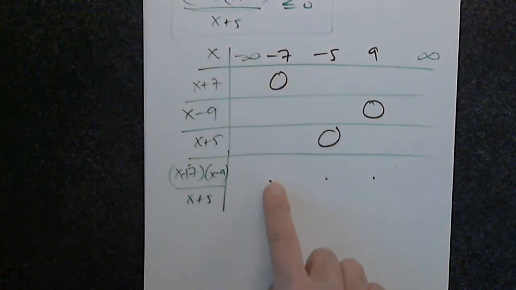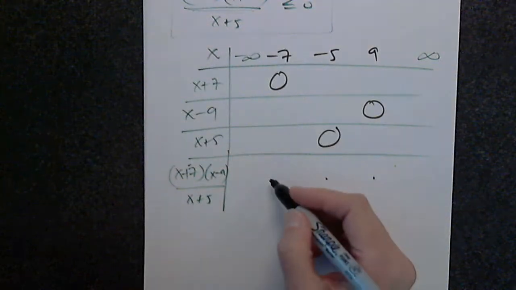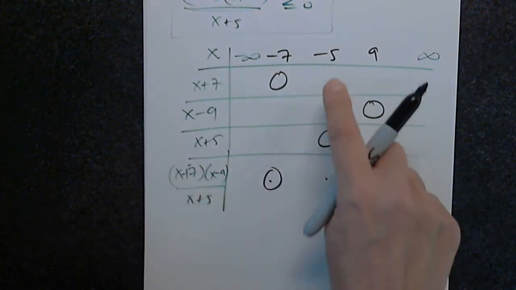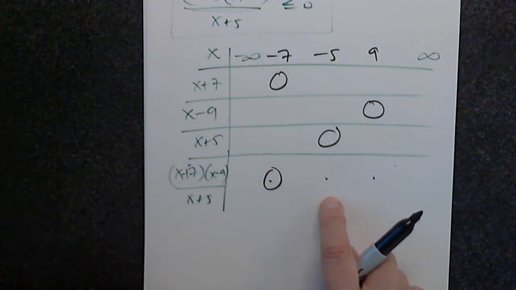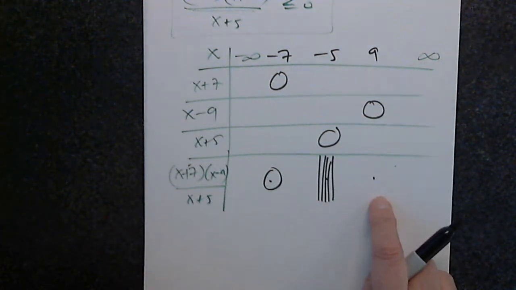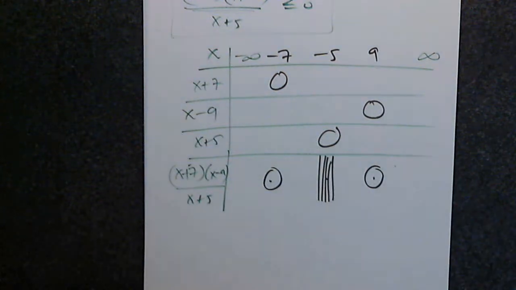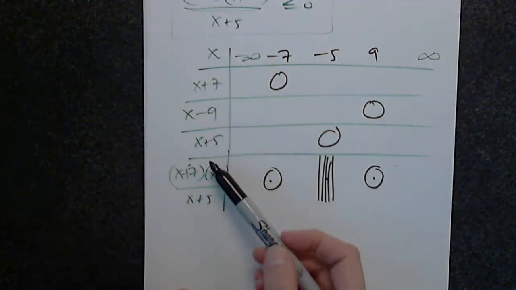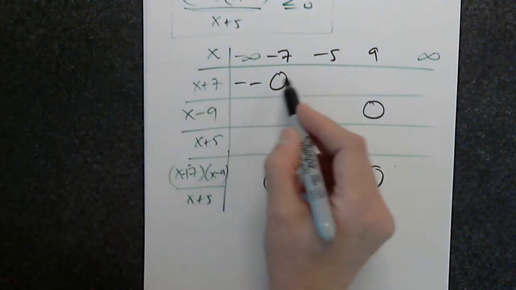What happens on the negative 7? 0. Correct. Because the numerator is 0. What happens on the negative 5? Undefined, correct. Because the denominator is 0. And what happens at 9? 0, because the numerator is 0. Great job. So now all these have the same slope, so you don't have to think.